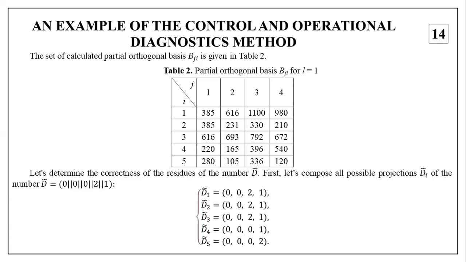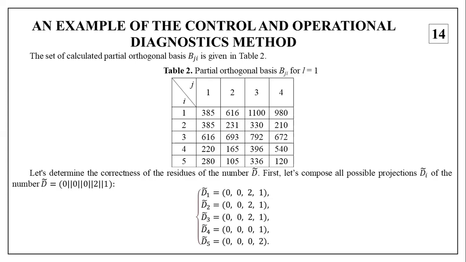We will calculate all partial orthogonal bases in the same way. The set of the calculated partial orthogonal bases is given in table 2. Second step of the second stage. Let's determine the correctness of the residues of the obtained number. First, let's compose all possible projections of this number, which are presented on this slide.